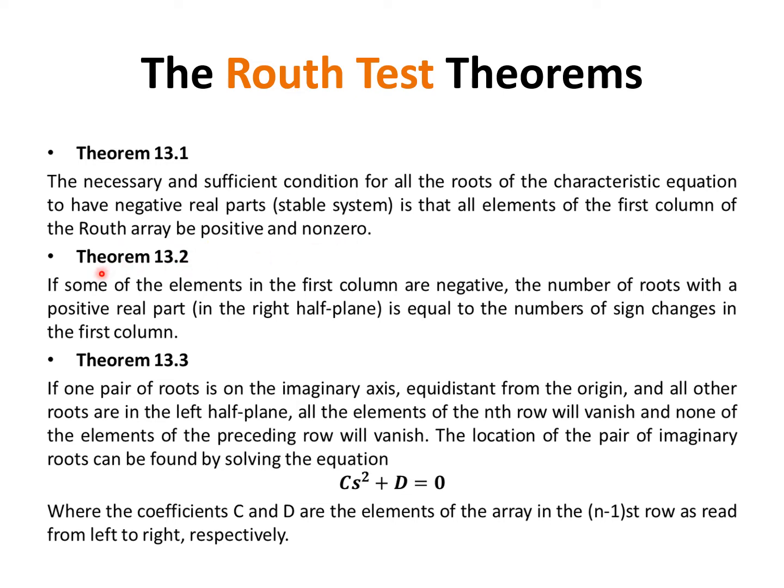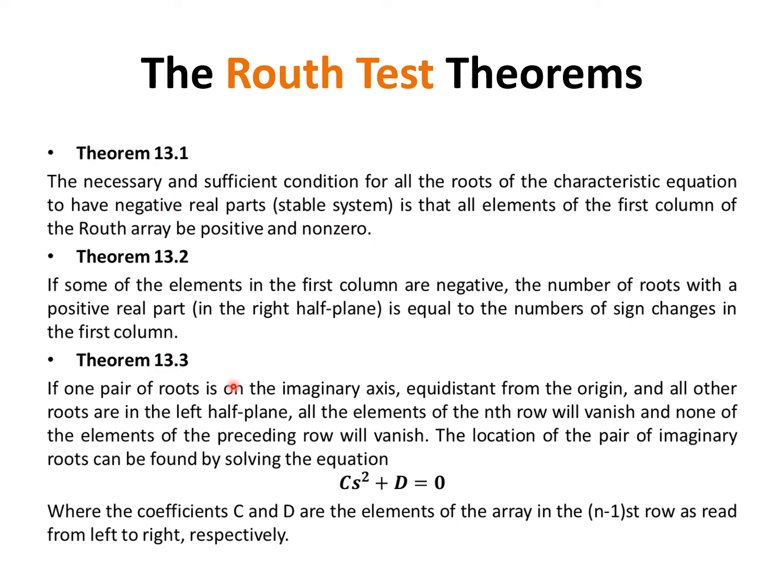The second theorem says if some of the elements in the first column are negative, the number of roots with positive real parts, which means how many roots make it unstable, is equal to the number of sign changes in the first column. How many sign changes in the first column? That will tell us how many roots are on the right half plane and make the system unstable. Okay, these are the first two theorems that apply.